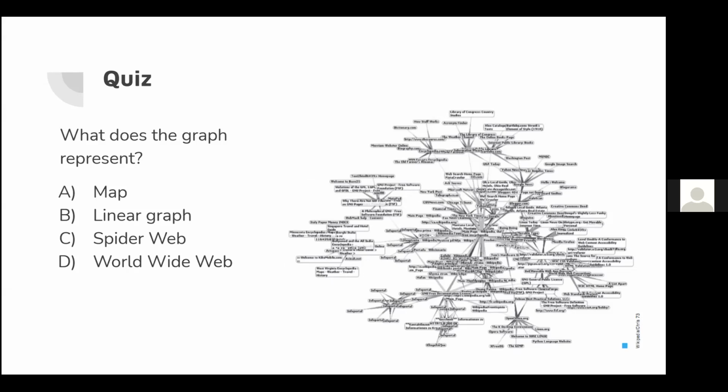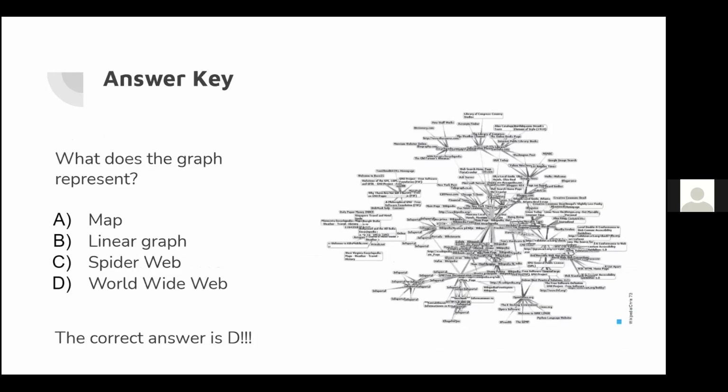All right, so the correct answer is D, World Wide Web. So basically, this is the web that contains the data and the internet, which represents that the data and internet are spread out across the whole web.